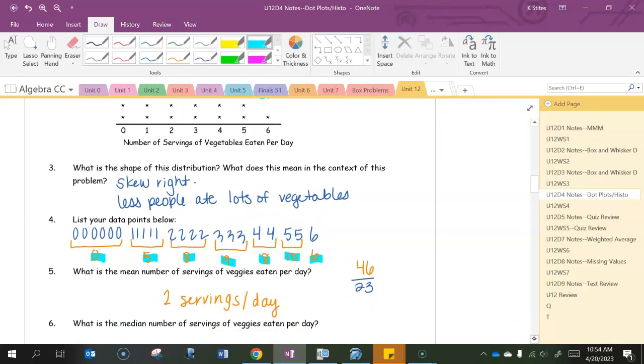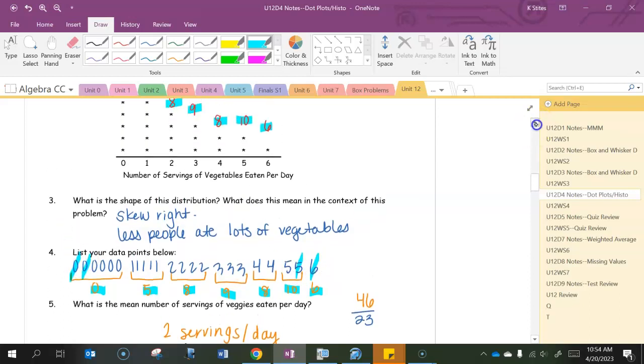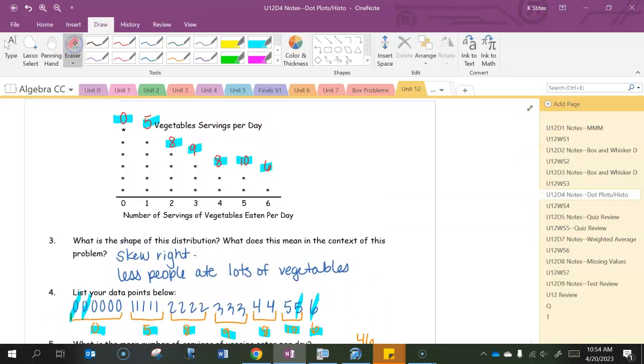Okay. Now, to find the median number of servings, if you go ahead and list out your data, you're going to do the same thing you did before. You're just going to go back and forth and cross them out. But again, that's time consuming to list that data, especially if you have a very large dot plot. So we're going to do the same thing just from the stars. Start at the ends, work your way in.